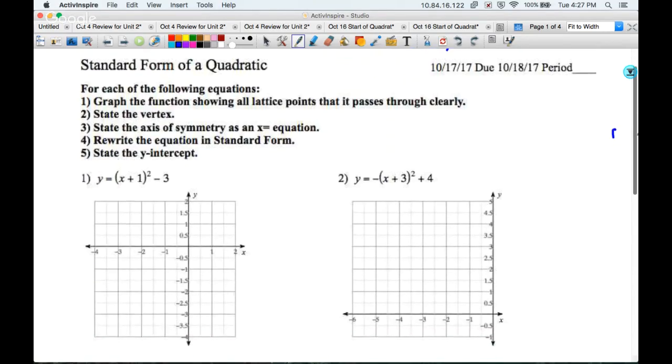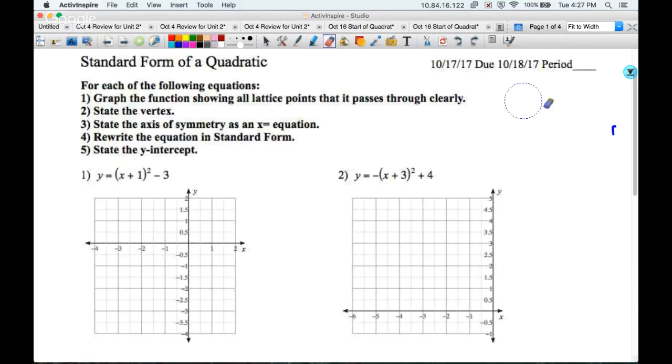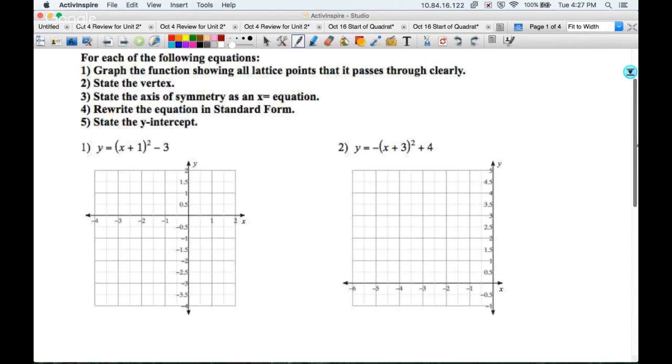Standard form of a quadratic homework. Each question in the first section here asks us to do 5 things. Graph the function showing all lattice points that it passes through clearly, state the vertex, state the axis of symmetry as an x equals equation, rewrite the equation in standard form, and state the y-intercept.